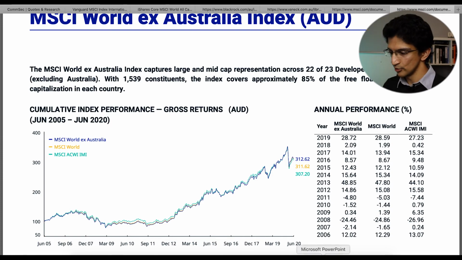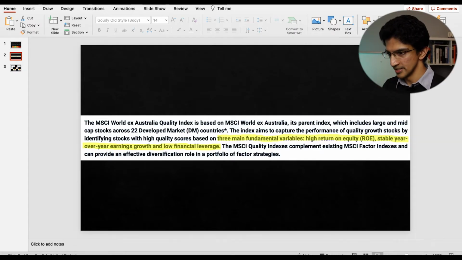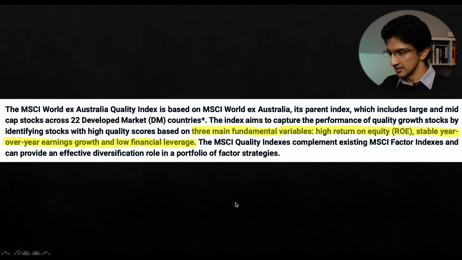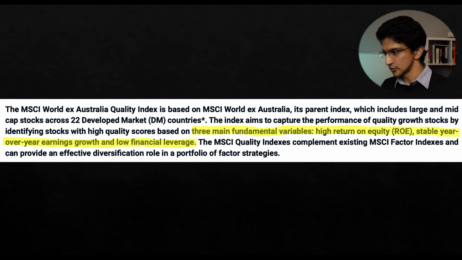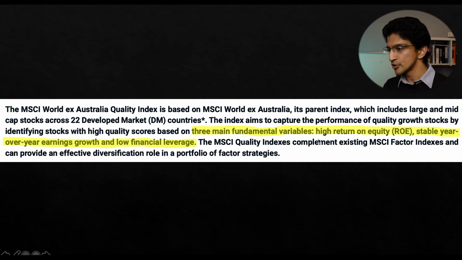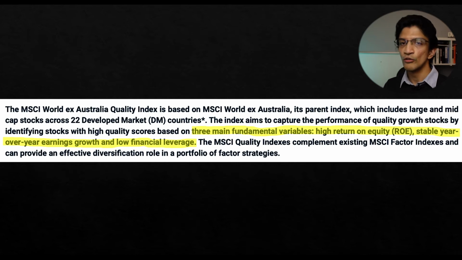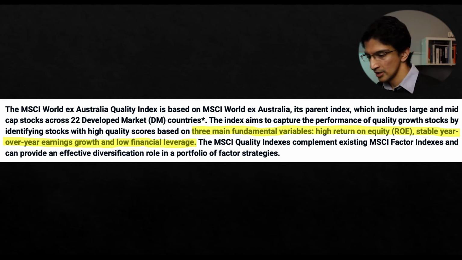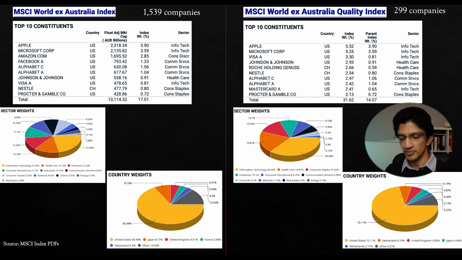And I've just taken a few snippets where it calls out what the difference is. And they basically say MSCI is the same as the excluding world Australian one. However, they've aimed to target quality growth stocks by identifying stocks with high quality scores based on 3 fundamental variables: high return on equity, stable year-over-year earnings growth, and low financial leverage, so low debt levels. So let's have a bit of a deep dive into some of the documentation, and I've included the links below where you can go and have a look at this in your own time if you wanted to.